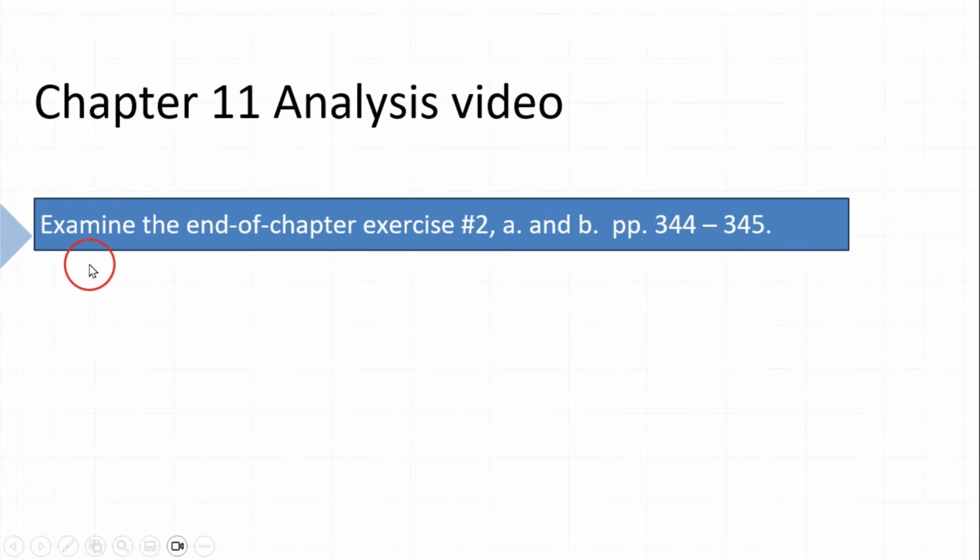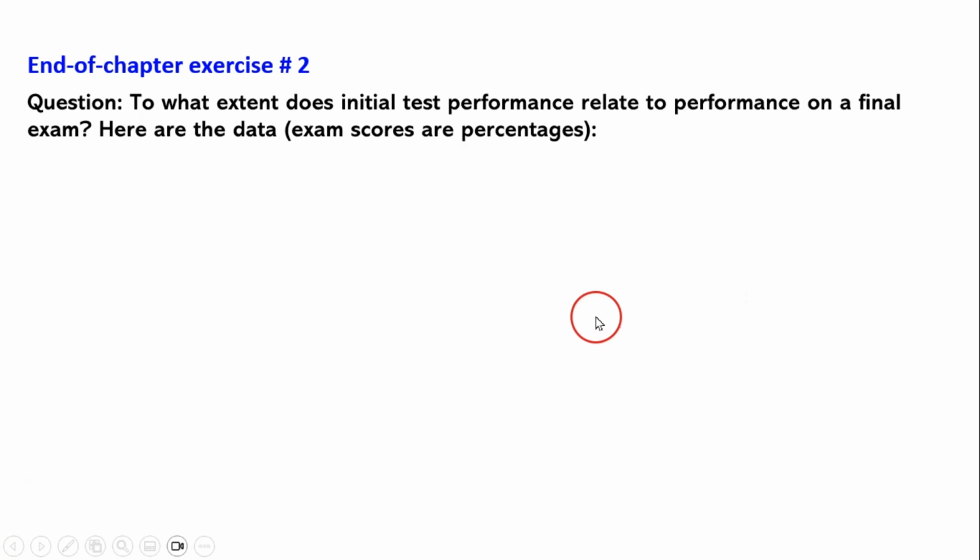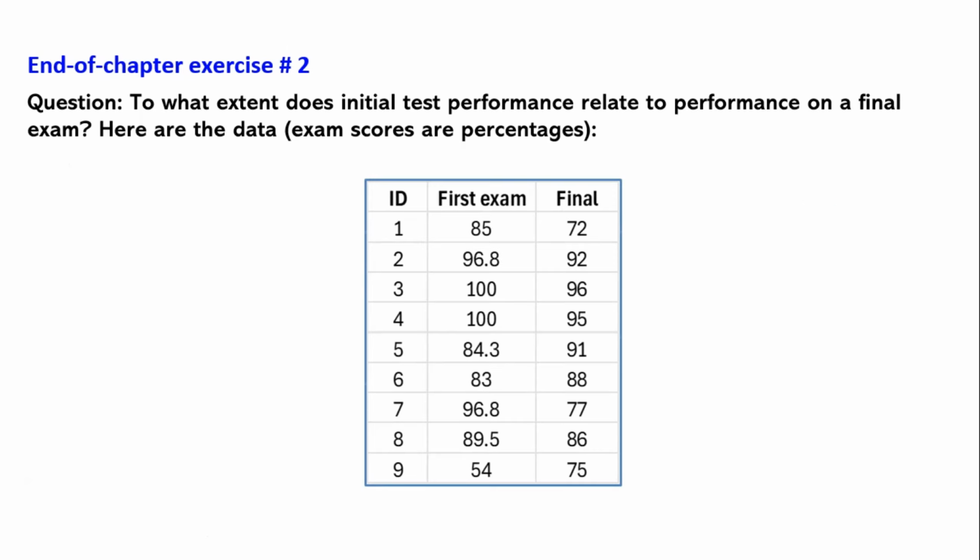In this video, I will go over the end of the chapter exercise number 2, A and B, on pages 344 and 345. So the question that's posed for number 2 is, to what extent does initial test performance relate to performance on a final exam? Here are the data. The exam scores are percentages.